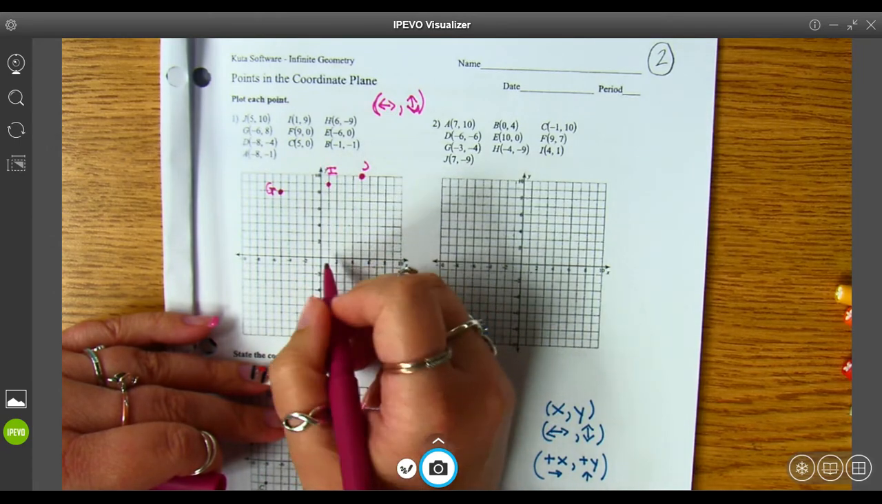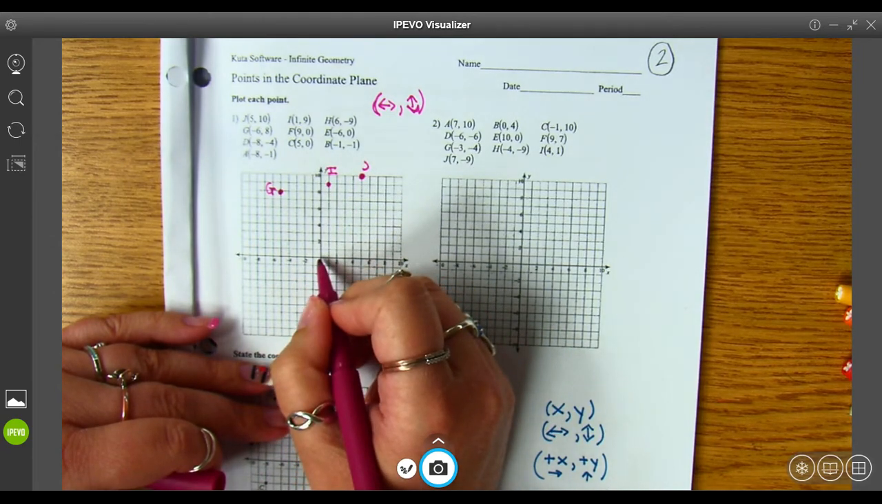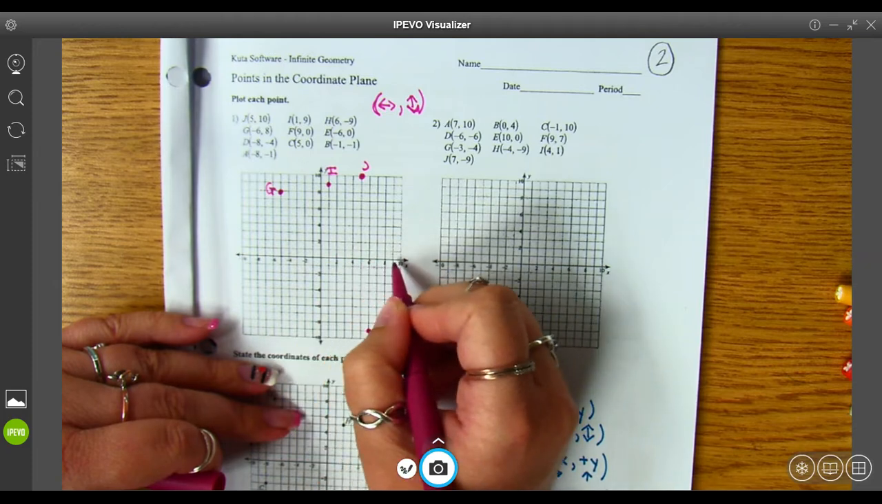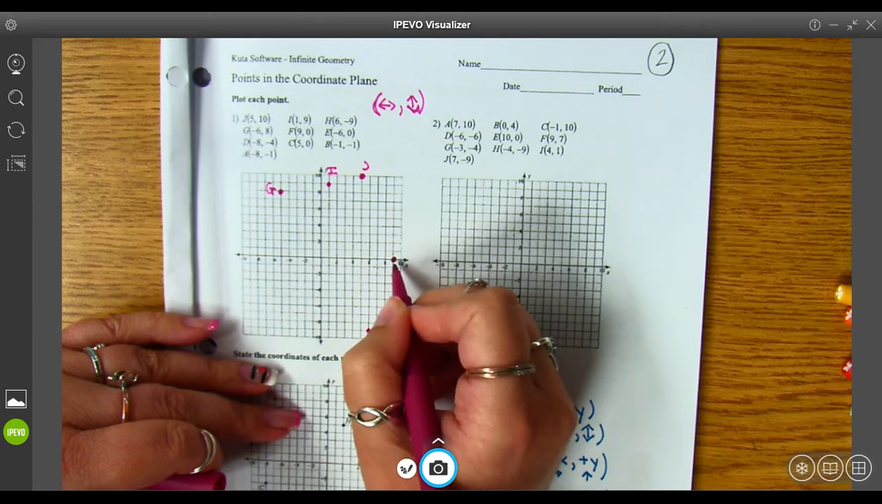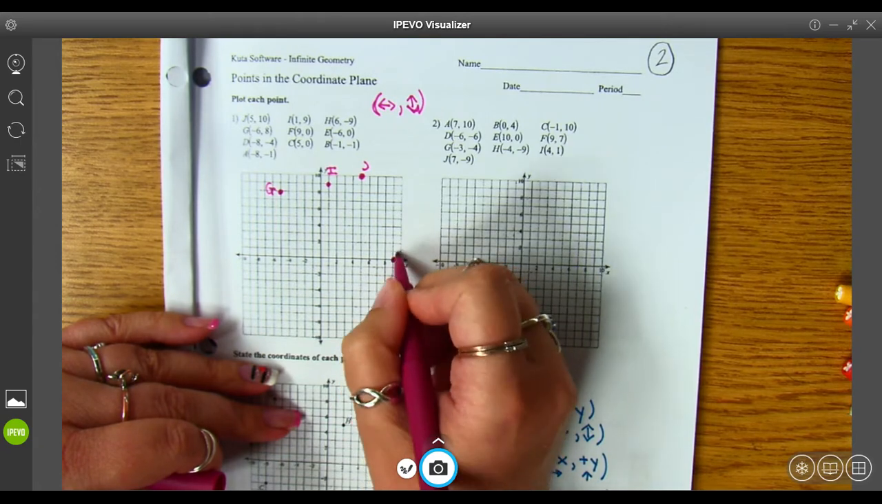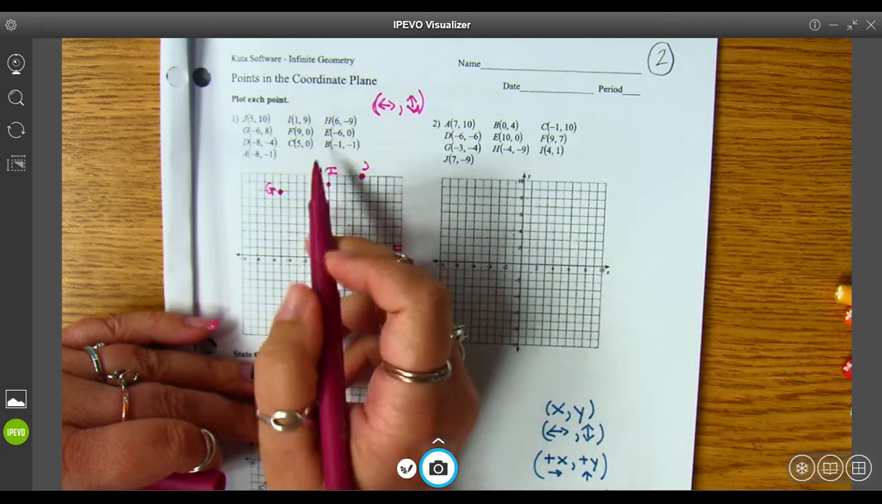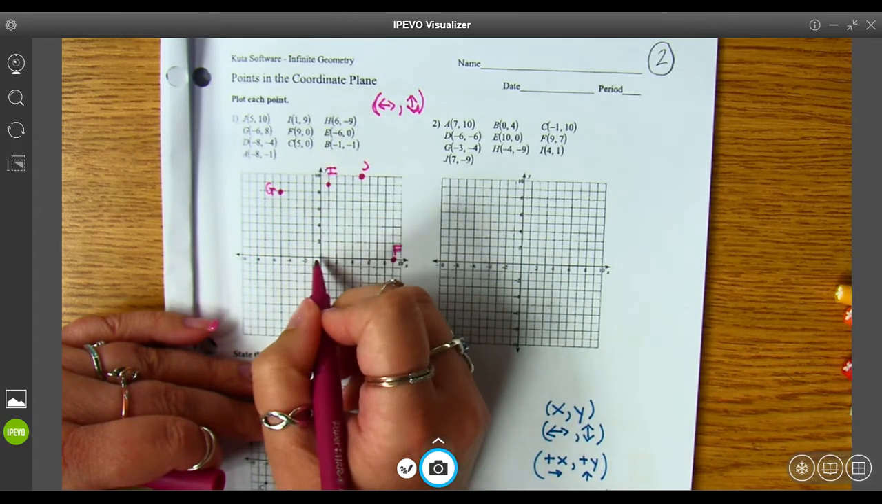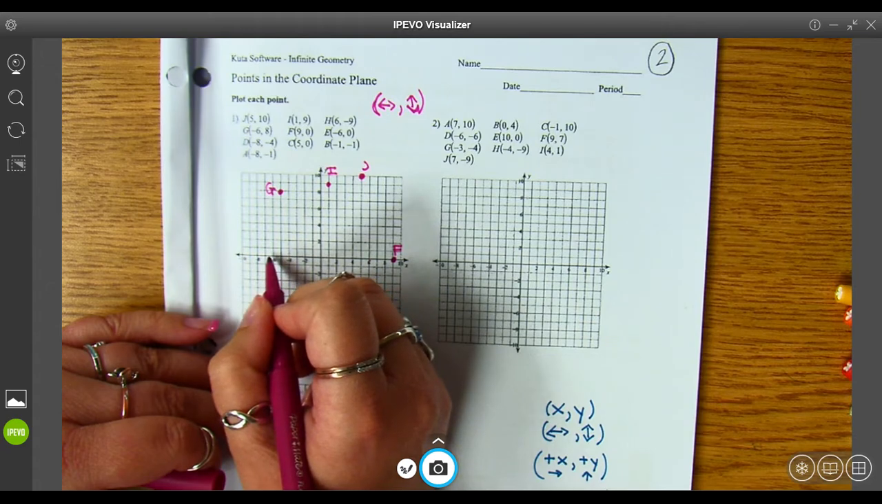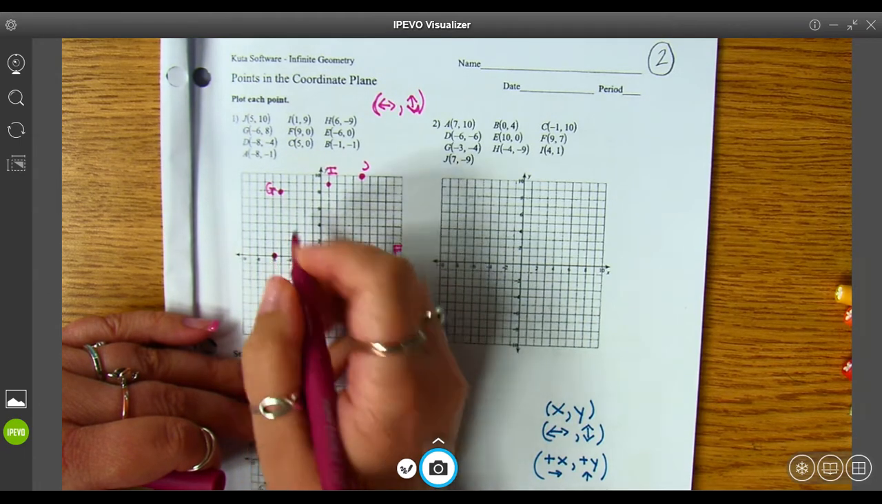9, 0. Okay, so right or left, it's positive. So 9 to the right. And then 0 means up or down, nothing. So I don't move up or down anything. I just stay right there at the 9. This one is negative 6, 0. So this time I'm going to go left 6, but up nothing. That would be E.